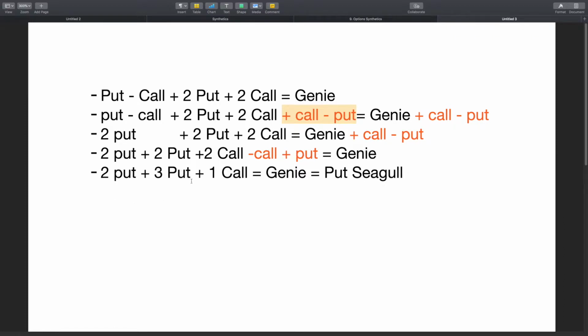and we can add to one of the existing long puts. The resulting trade is equivalent to a Genie, but we're going to call it the put Seagull, which consists of 3 puts, 2 short puts, and 1 long call.